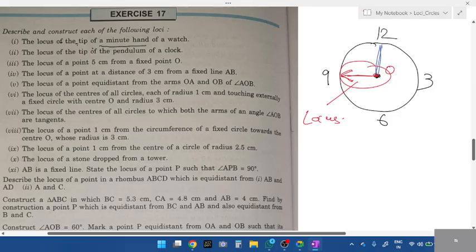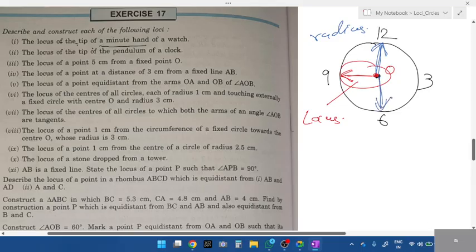Now, according to the locus concept, even if it goes to 12, do you think the minute hand will change? Do you think the length will change? In your wall clock, students, do you think the length of this will change? No. And what do you call these lines in terms of a circle? From one point to the circumference, whatever touches, you call it the radius.